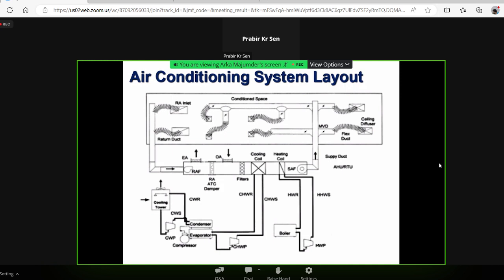And on the left-hand side of the room, you can see some return air ducting, which takes out the air from the room and takes it back to the air handling unit for recooling. So this is the overall view of an air conditioning system. Next.